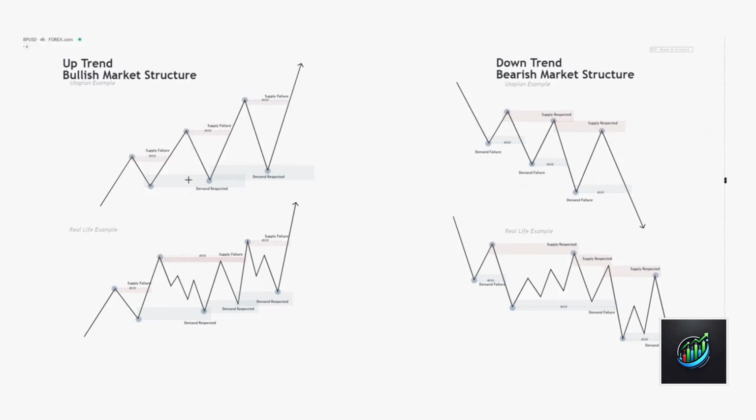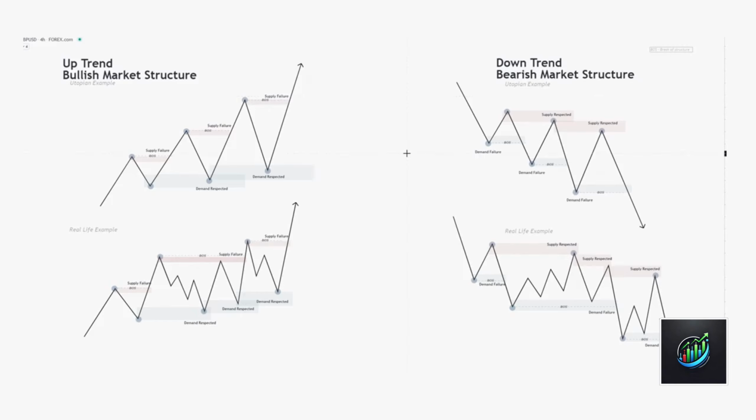Price will come back into a demand zone, which in this case is the higher low area. As long as we don't break below this higher low, we're still in an uptrend. Price respects demand and continues moving to the upside, failing supply and creating a higher high. Again, when price pulls back, it taps into demand, respects demand and breaks supply. This is ultimately what we are combining when we combine market structure and supply and demand.